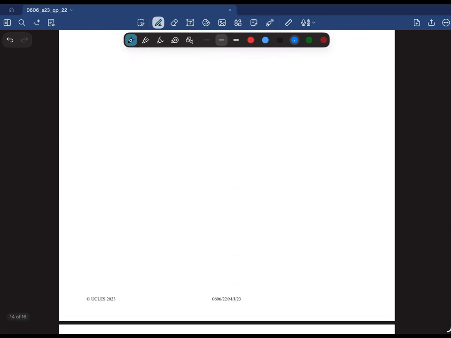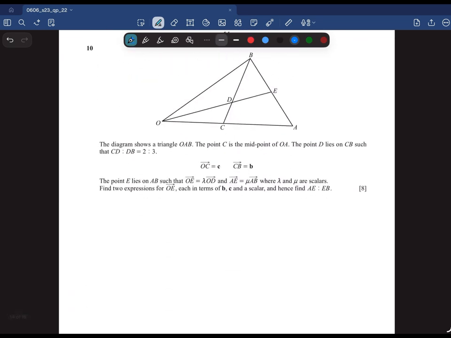Alright, last question. This should be easy. Triangle OAB, C is the midpoint of OA. The point D lies on CB such that CD ratio DB is 2:3. So this is 2 parts, this is 3 parts. OC is equal to c, and as C is the midpoint of OA, this will also be c, and CB is, well, it's b.